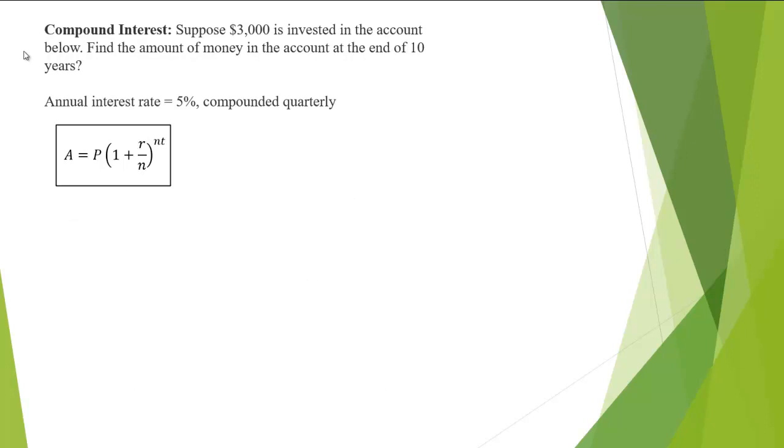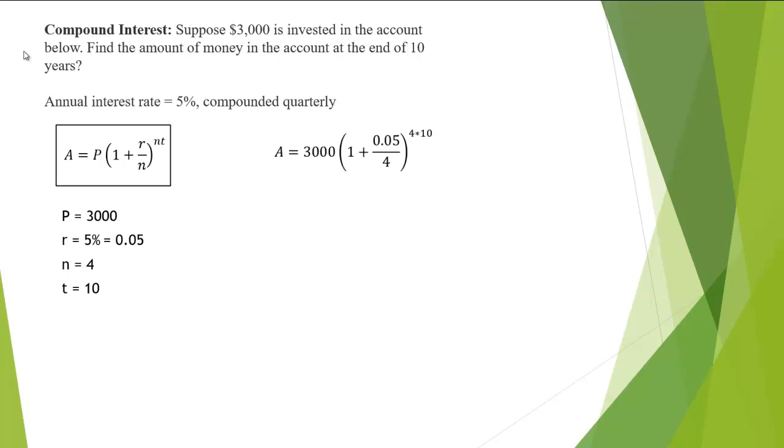Let's take a look at another example. In this scenario, suppose $3,000 is invested in the account below. Find the amount of money in the account at the end of 10 years. The annual interest rate is 5% compounded quarterly. We'll use the compound interest formula. We'll substitute P for 3,000. The interest rate is 5%, but as a decimal we have 0.05. We have N is equal to 4, and we have the time as 10 for 10 years.